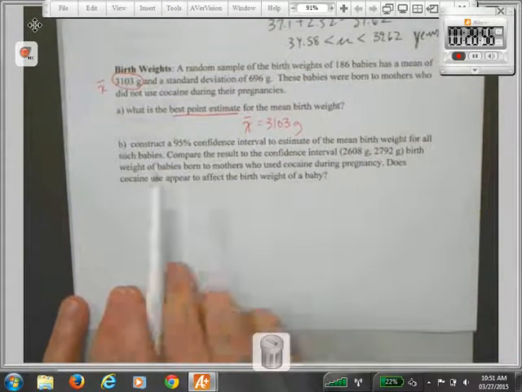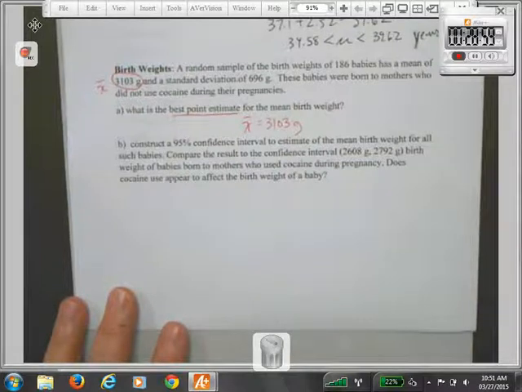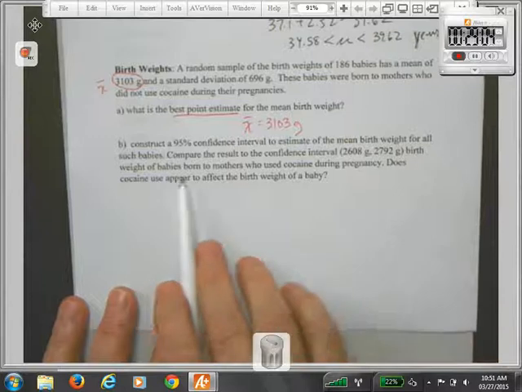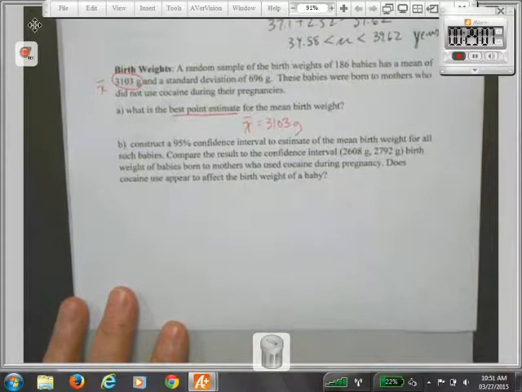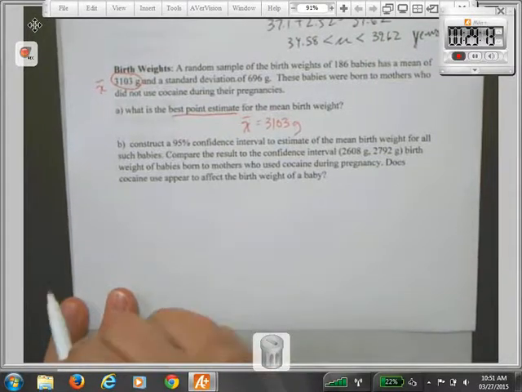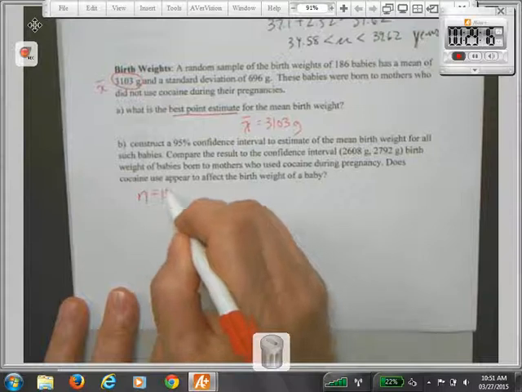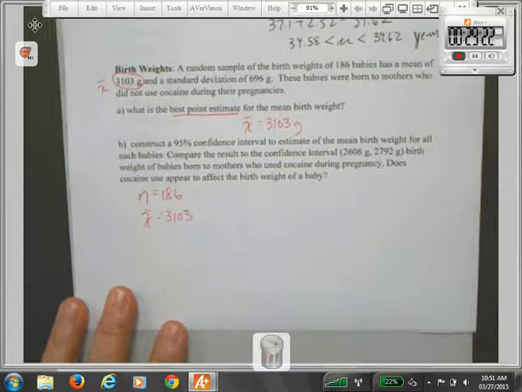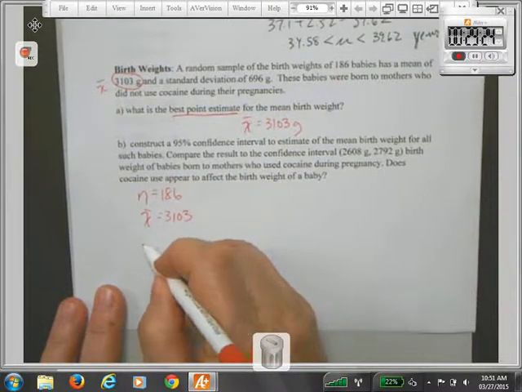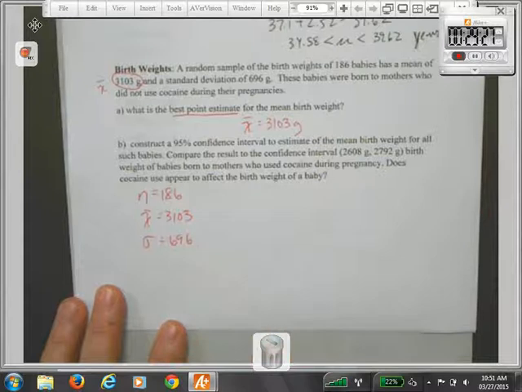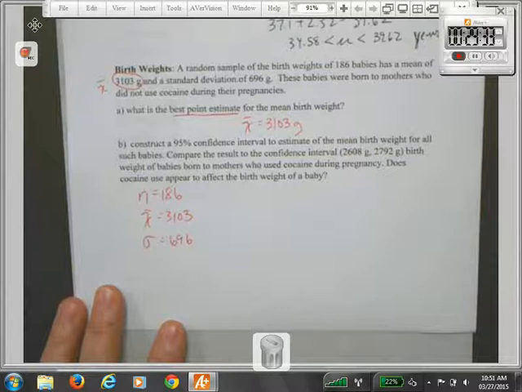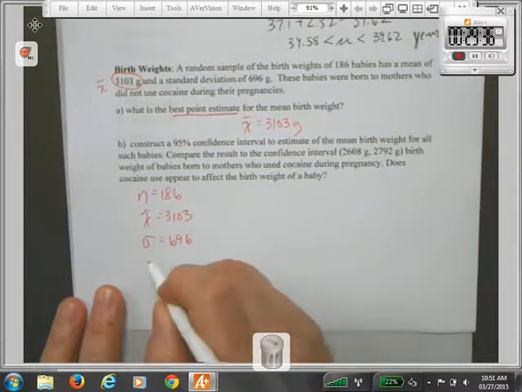So we're going to construct a 95% confidence interval, and we're going to compare the results to this interval, which is the birth weight of babies born to mothers who used cocaine during pregnancy. Okay, so let's do that 95% confidence interval. We have N equals 186 babies. X bar is the 3,103. Standard deviation here is 696. And remember, this is all in grams. And what else do we need? Oh, yeah, the confidence level, Z will be 1.96.